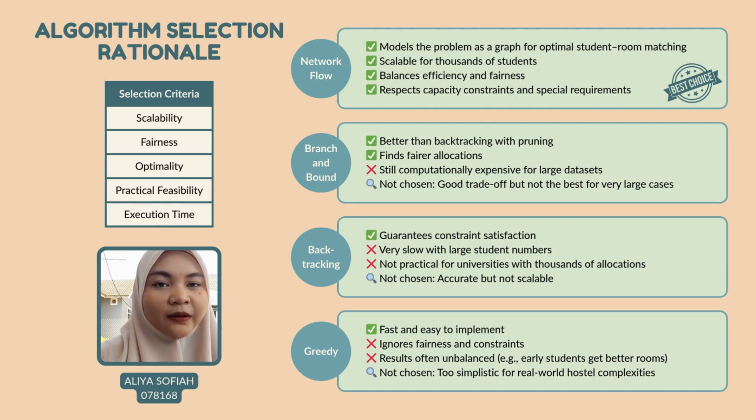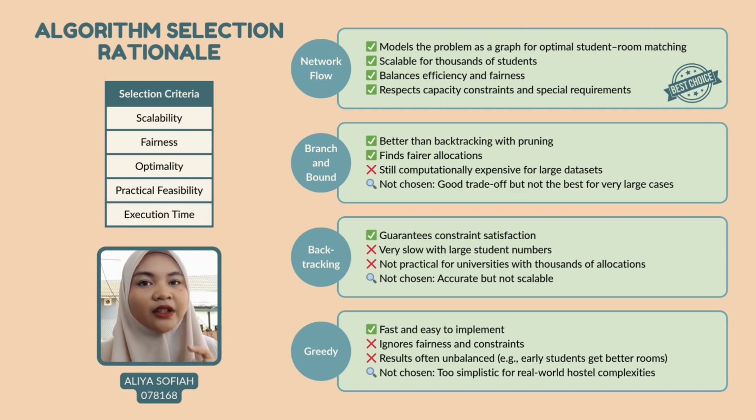By using these criteria, 4 algorithms were selected, which are the network flow algorithm, branch and bound algorithm, backtracking, and also the greedy algorithm. In our case study, we consider the network flow algorithm as the best option for hostel allocation, as it models the problem as a graph for an optimal matching of students to rooms. Next, the graph also makes it scalable for thousands of students, and it balances efficiency and fairness. Also, the different flows in the graph respect capacity constraints and also special requirements.